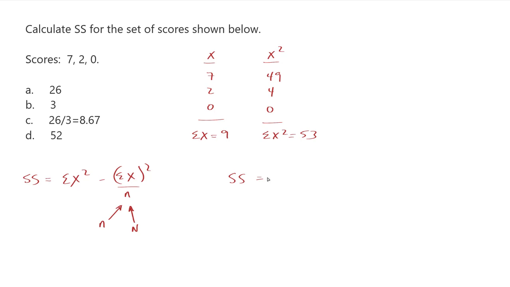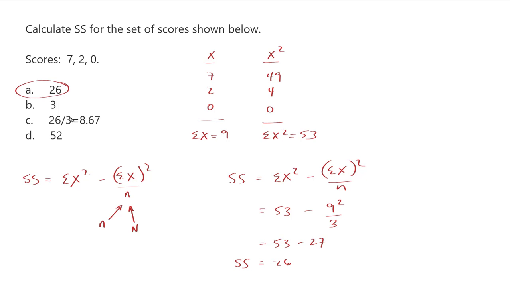So my formula is going to be the sum of x squared minus the sum of x in brackets squared over n. This is 53 minus 9 squared over 3. 9 squared is 81. 81 divided by 3 is 27. So this is going to be 53 minus 27. And what does that give me? That gives me 26. So the sum of squares is 26.